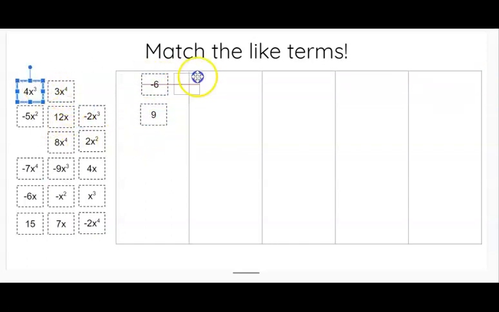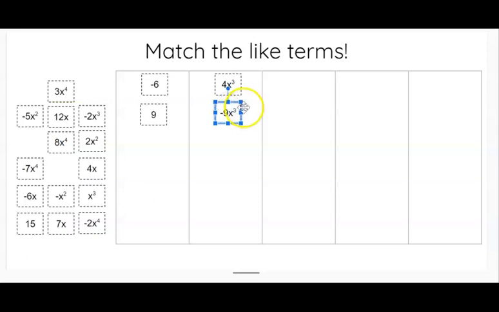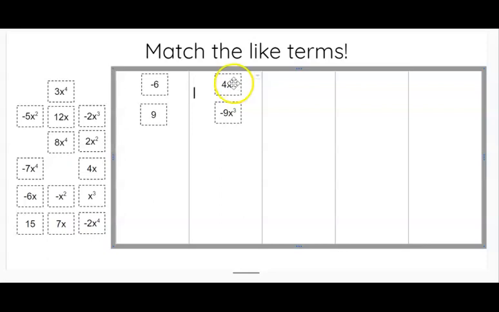Likewise, 4x to the third power would be like terms with -9x to the third power because those also have the same variable of x to the third power. So that exponent does make a difference. It is different than just being x or x to the fourth power. Right now you can drag all those over. If you're writing on paper, you can write them down in the boxes, but put all the like terms in the same box.